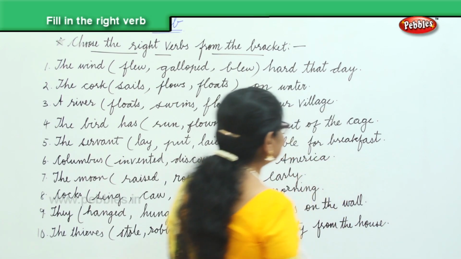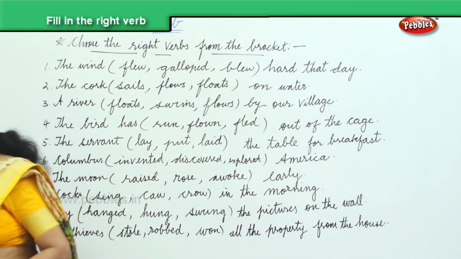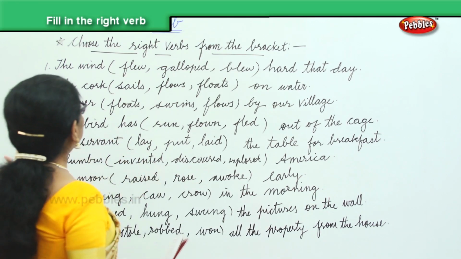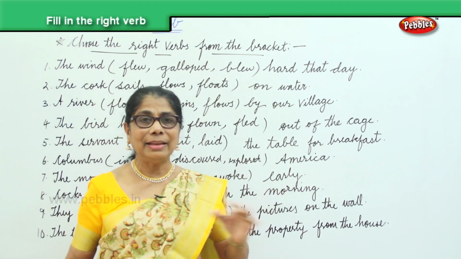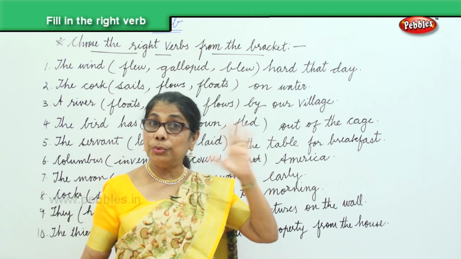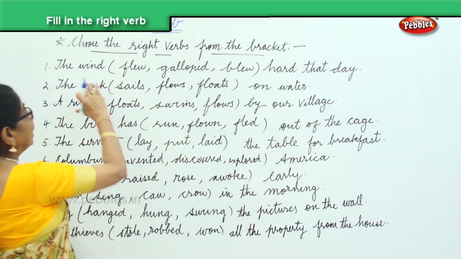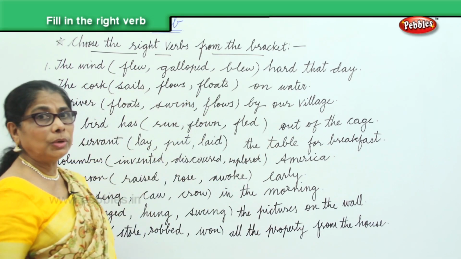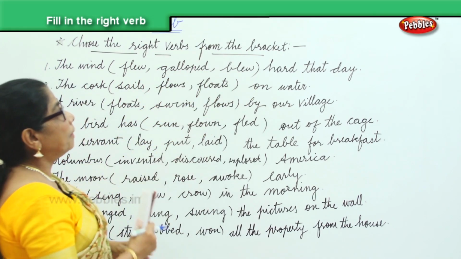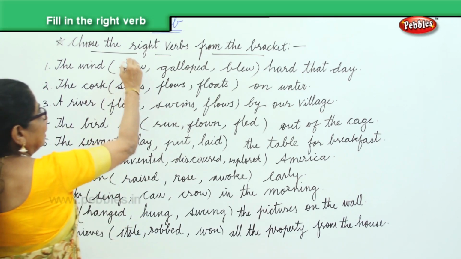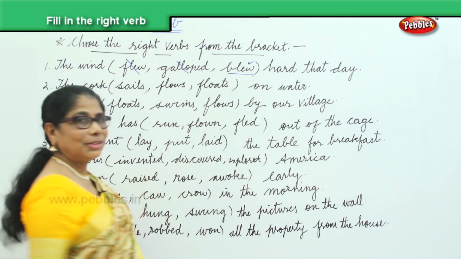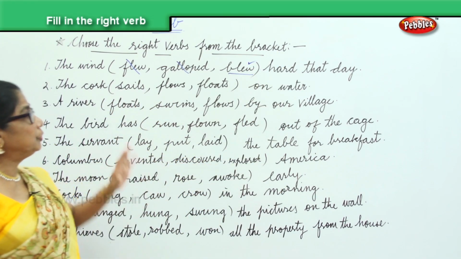Now I have 10 sentences here, and in each case we have three verbs. Now we need to choose one. So choose the correct verbs from the bracket. So we will read the sentence aloud. When you read aloud and pick the word, then you know, okay, this is correct. Now first one, the wind flew hard. You won't say wind flew hard. Wind won't gallop. So the answer is the wind blew hard that day. So you got the sentence correct. From the three verbs, we choose one.